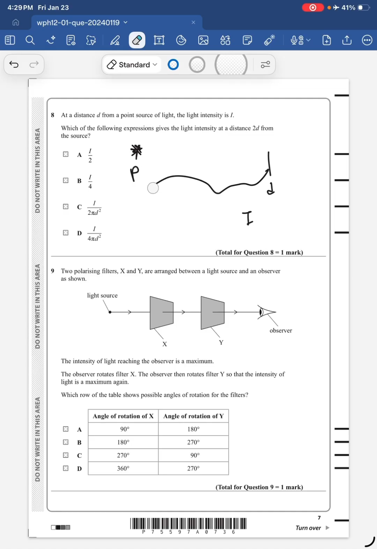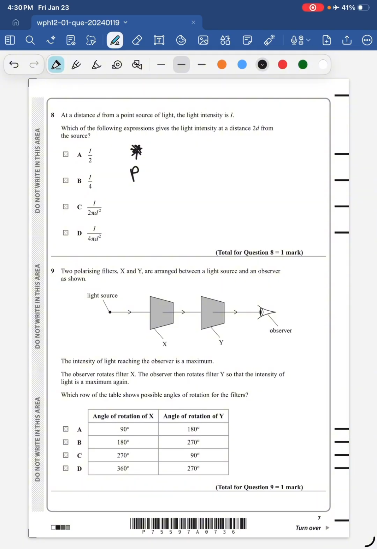Actually, I'm going to run out of screen, okay? When I become a rich YouTuber, I'm going to buy a larger screen, but for now, no.